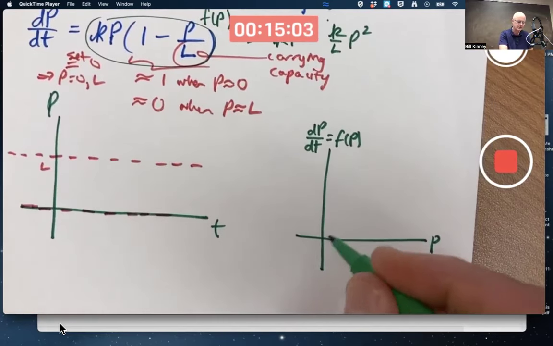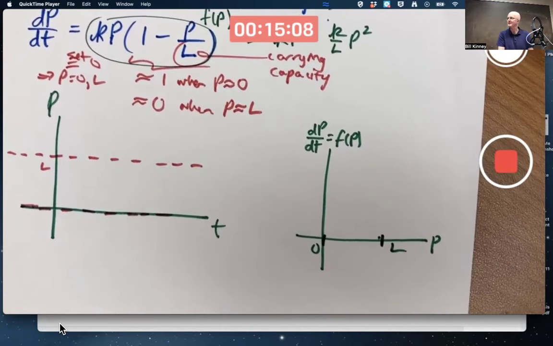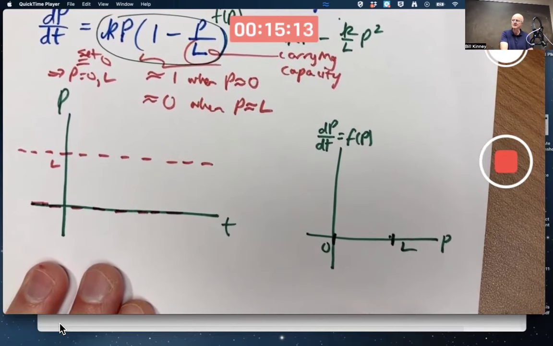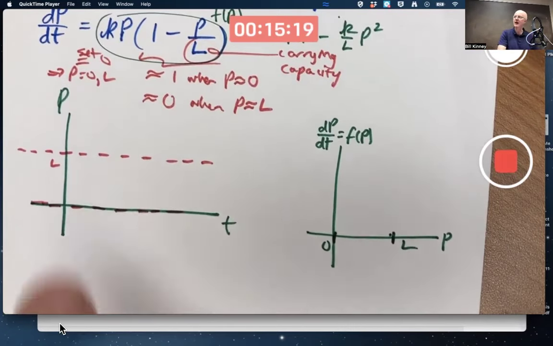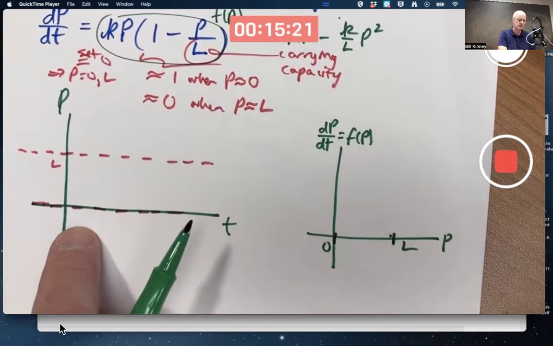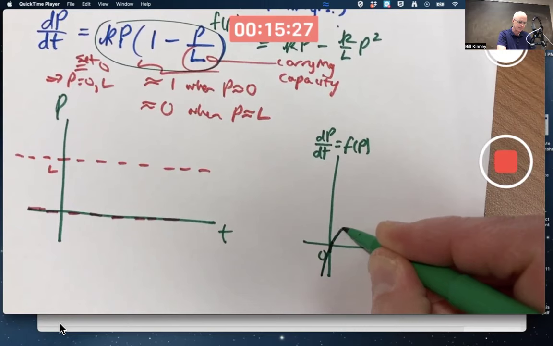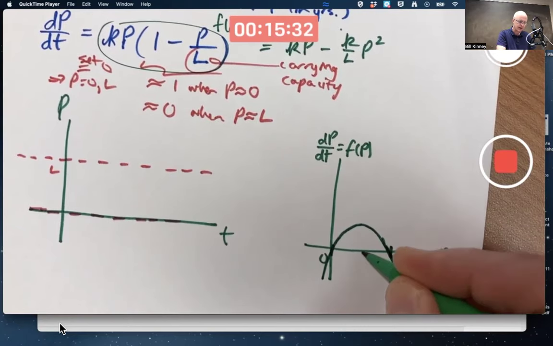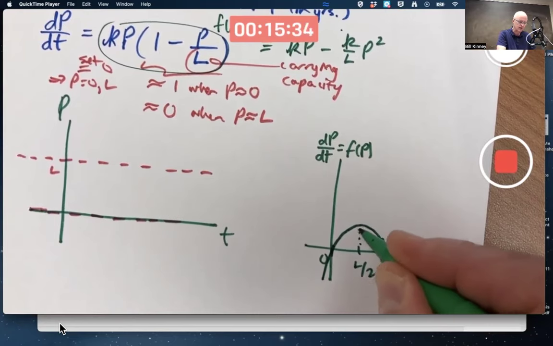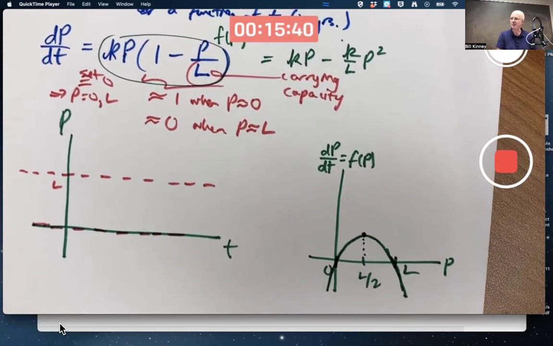But in this graph, p equals 0 and p equals L are on the horizontal axis, not the vertical axis here. These are different graphs, planes labeled in different ways. I'm just hoping this graph helps me understand the graph over here of the slope field. If you graph this quadratic, then it looks like this. It's an upside down parabola. In fact, the peak is at L over 2. That's where the right-hand side function has the highest output.